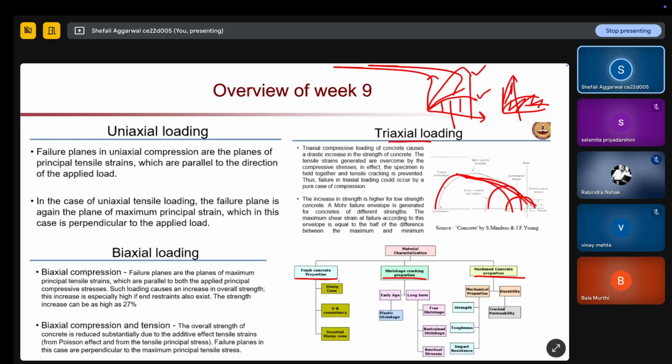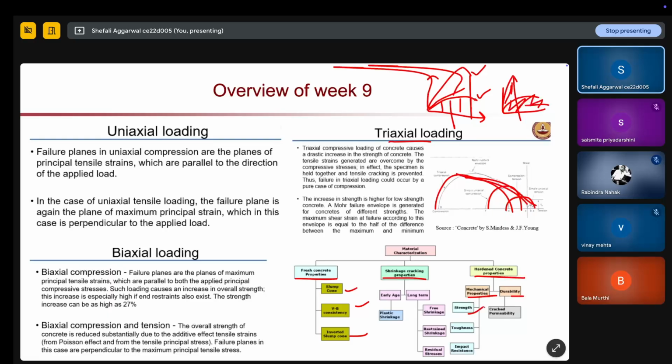For fresh properties, we studied all of them last week: slump cone, VB consistency, inverted slump cone, and if we are adding superplasticizer, the Marsh cone test. All those will give us the fresh concrete properties. In hardened concrete properties, as we studied today, mechanical and durability.